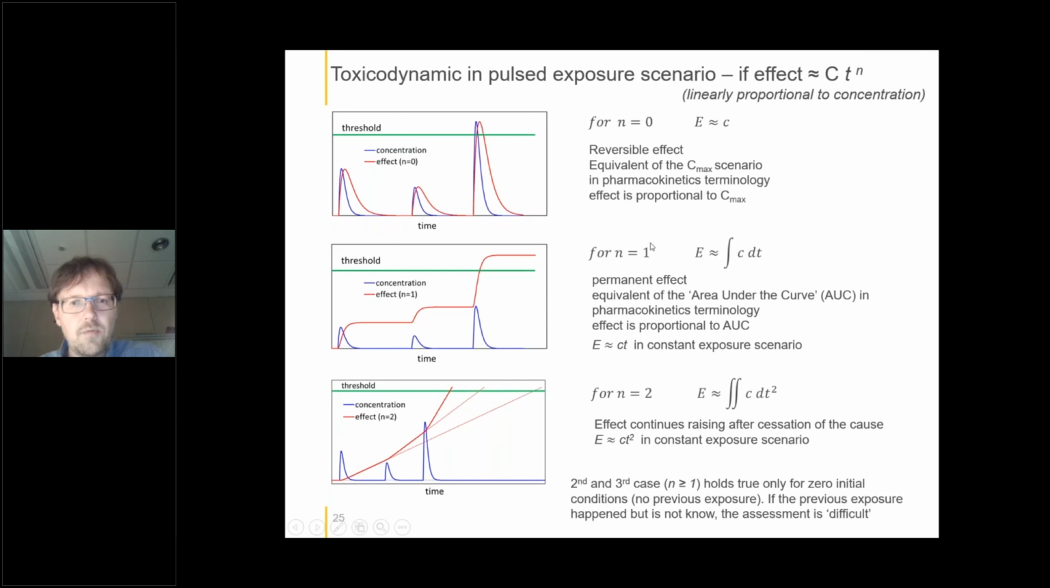Now you can imagine what would happen if the n is not equal to 0, 1, or 2, but somewhere in between. For example, it would be 0.5. You would get something similar to that, but this decrease of the effect to 0 will be slower, but it will still be decreasing. And here, if it would be somewhere between 1 and 2, then it will be something between these two scenarios.